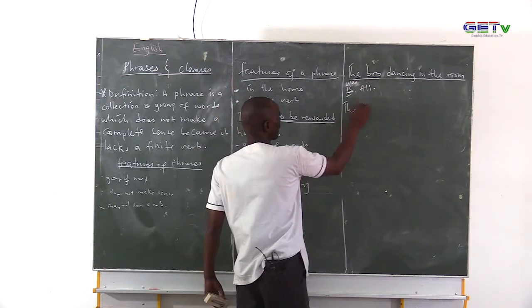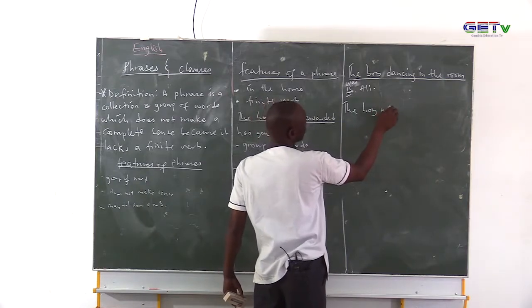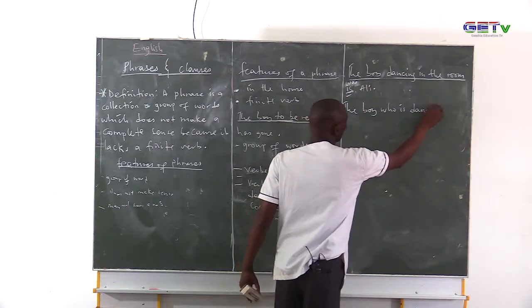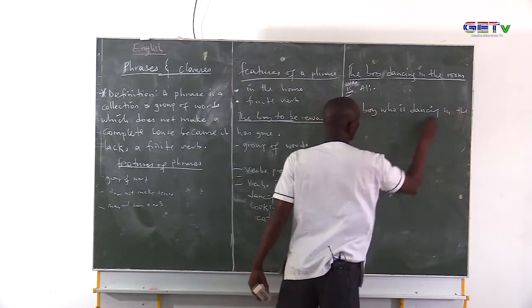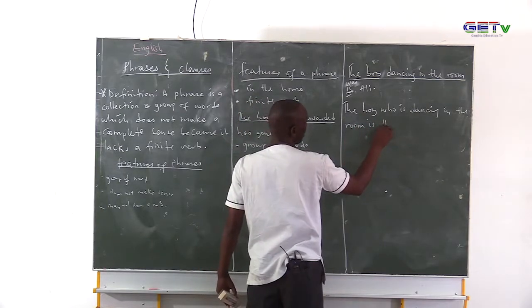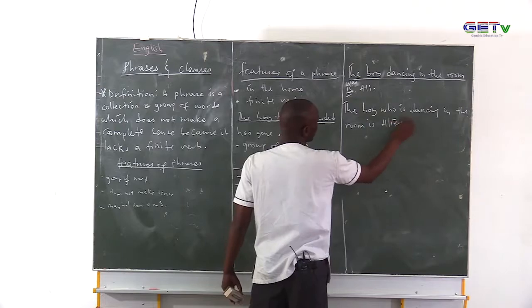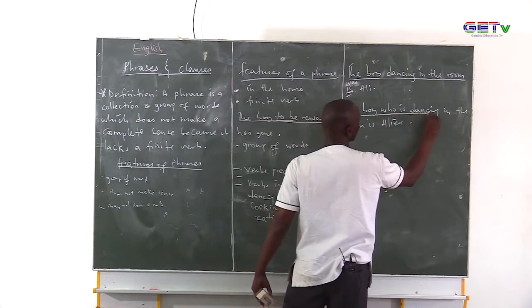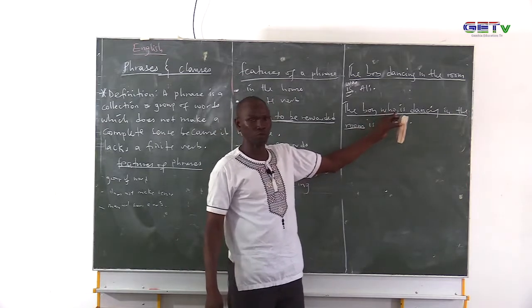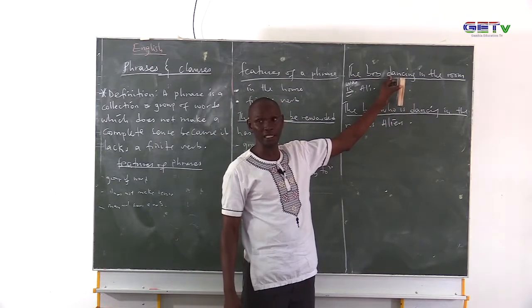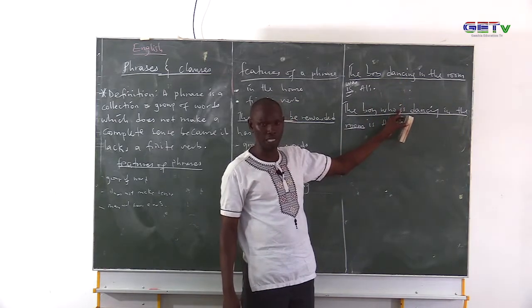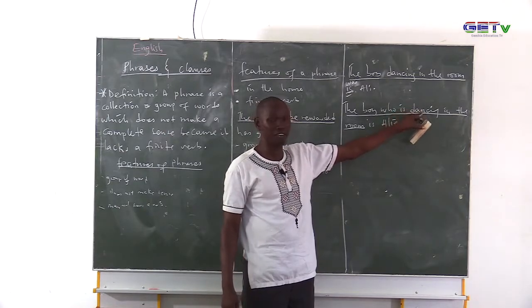If we say the boy who is dancing in the room is Ali. Now, the boy who is dancing in the room is unlike the other one. Here, when you look at it, yes, we have dancing here, like this other dancing. Here we have no auxiliary verb, while here we have an auxiliary verb. So this is helping the main verb, dancing.